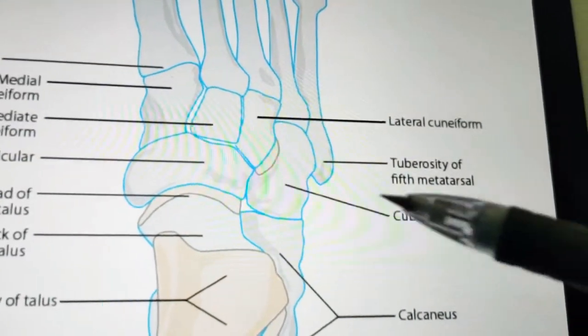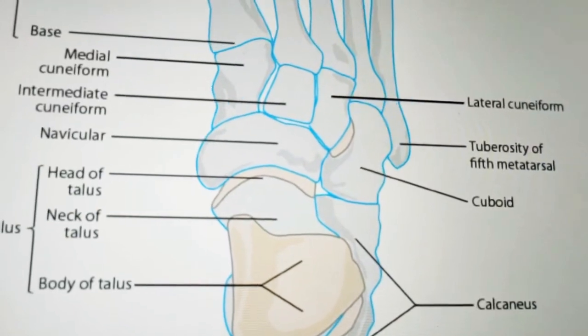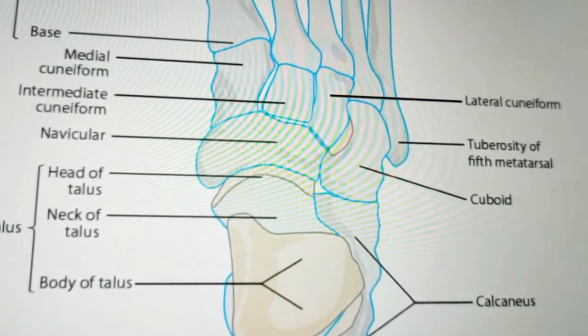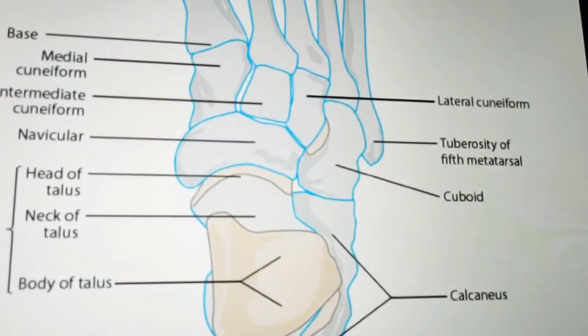So now we'll understand the cuboid bone. You can see here, cuboid is actually the lateral most bone of the distal row of tarsus. So it is situated, yeah. Actually, this is the proximal row of tarsus. Tarsus are total 7 bones, right?